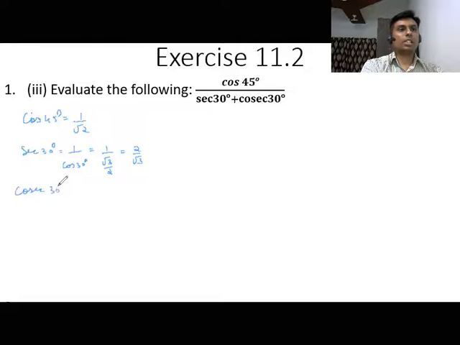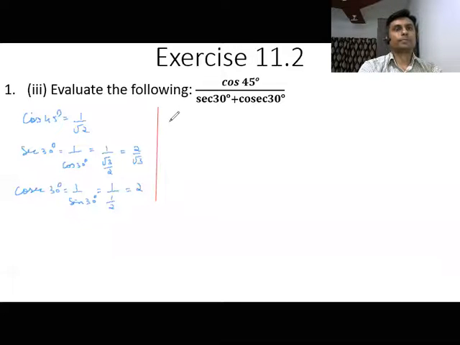Cosecant 30 degrees. Cosecant is inverse of sine. So 1 by sine 30 degrees. Sine 30 degrees is half. So 1 by half, 2 will go on top. It is 2. So these are the values. The values are 1 by root 2, 2 by root 3 and 2.